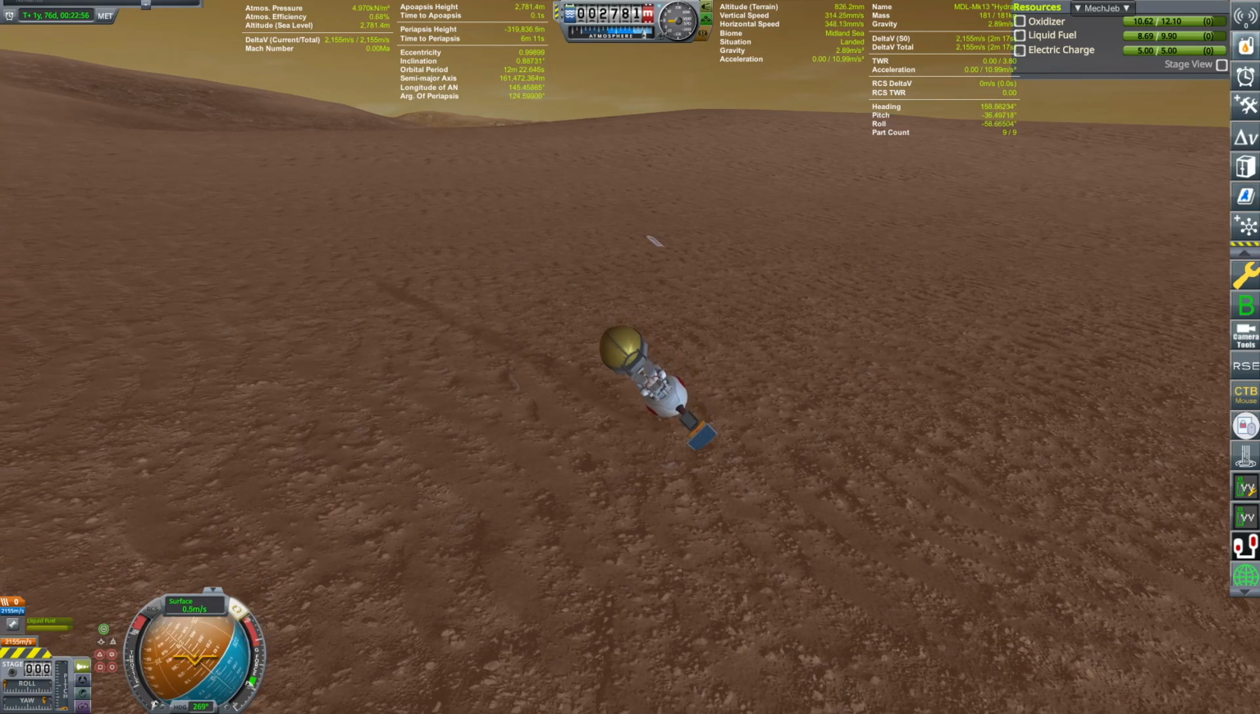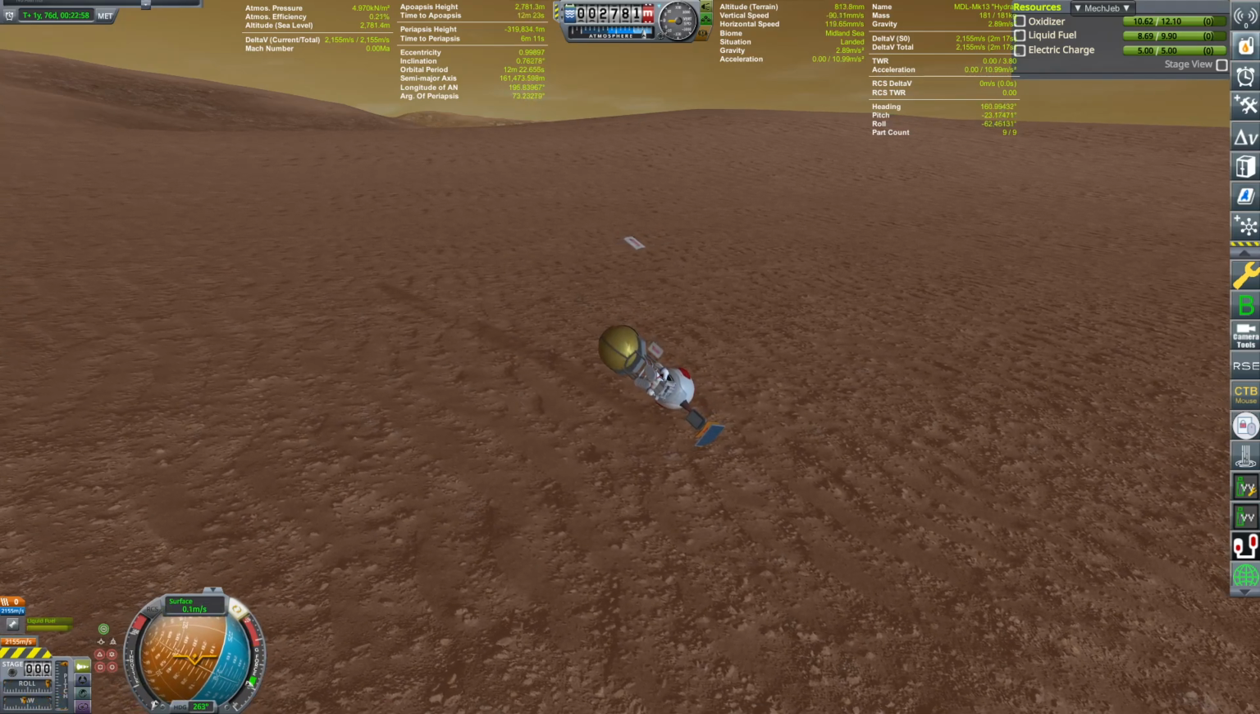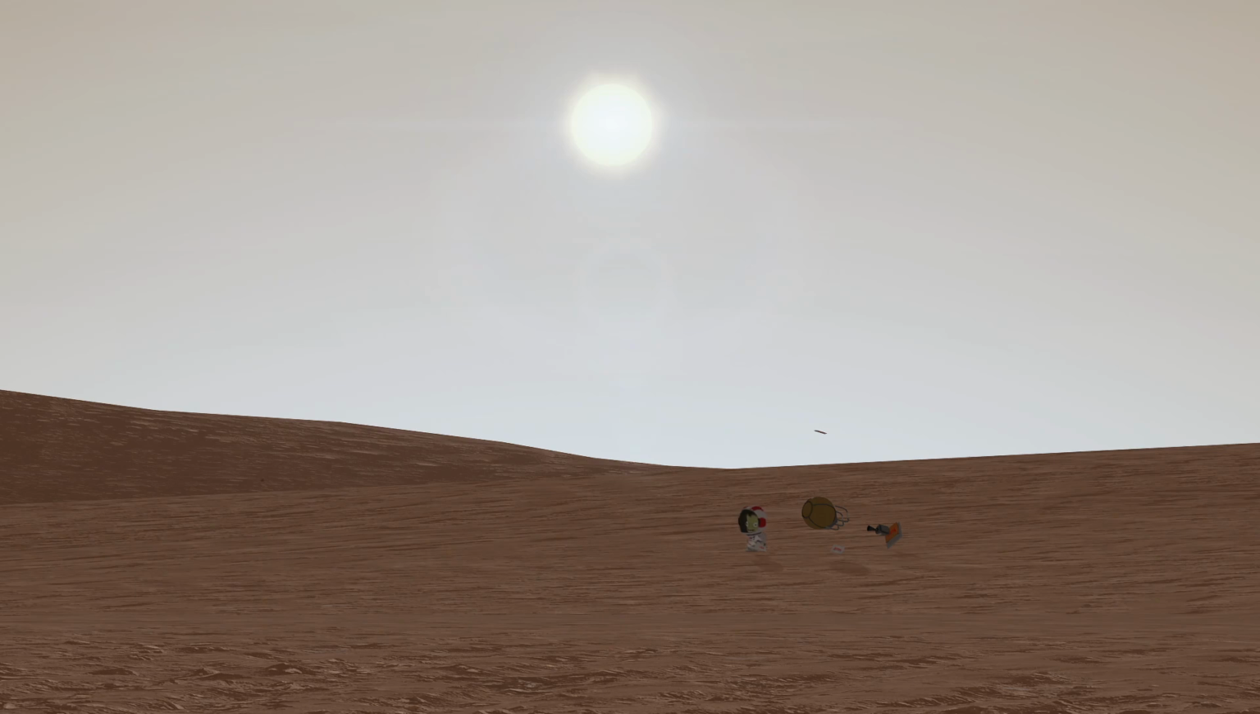With Bill safely on the surface, all we need to do now is get out and plant a flag to prove we're here.